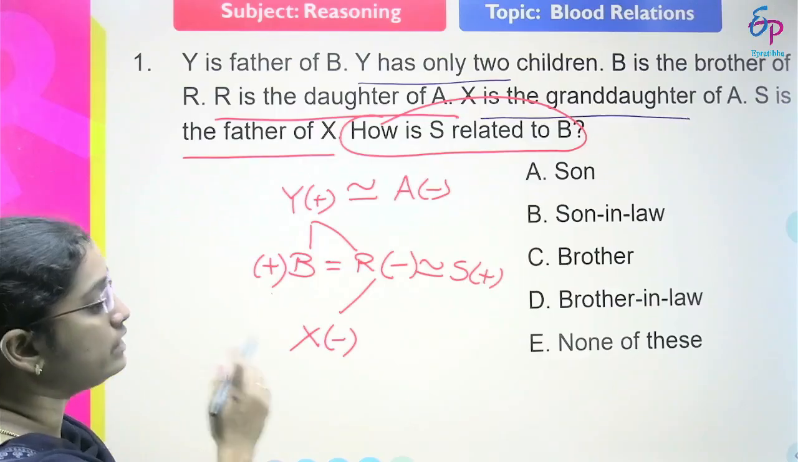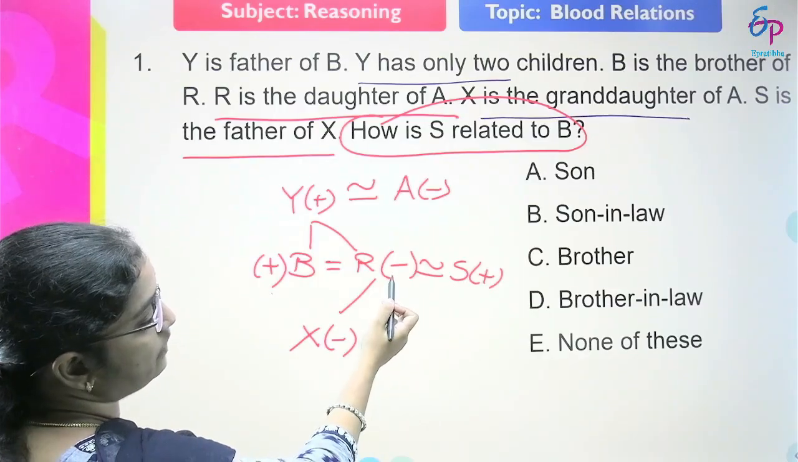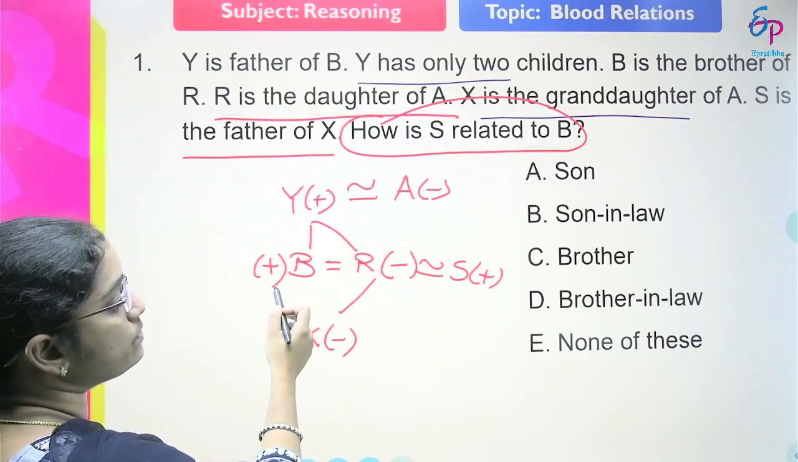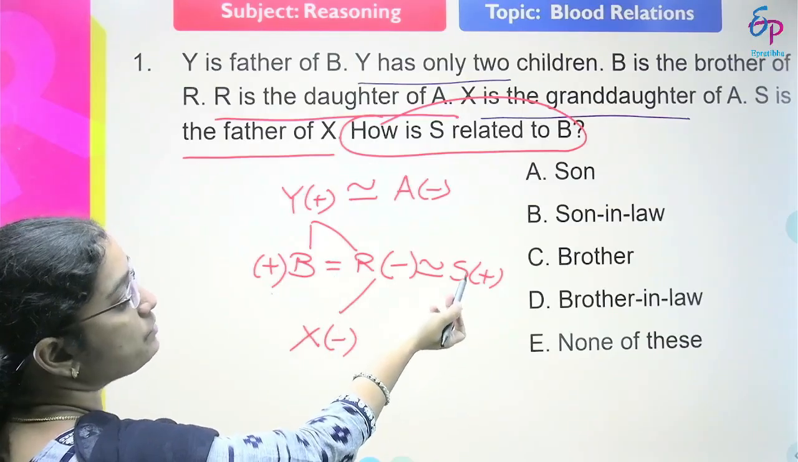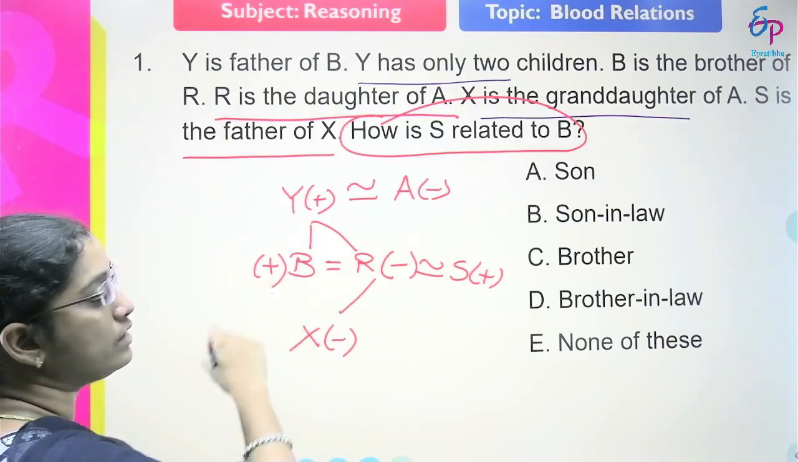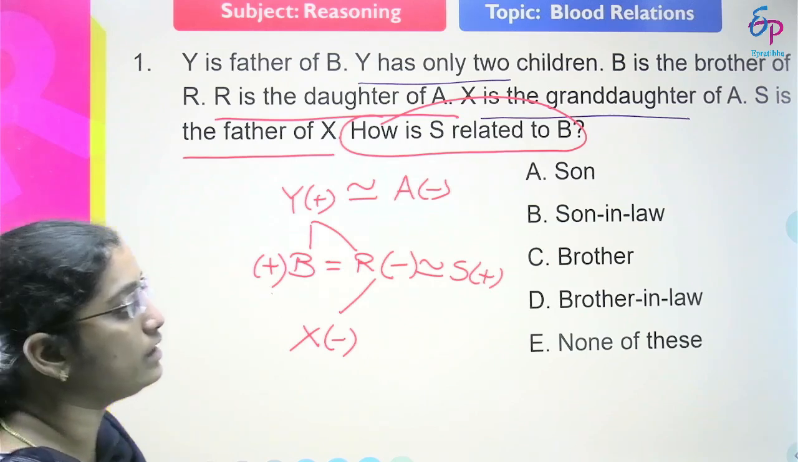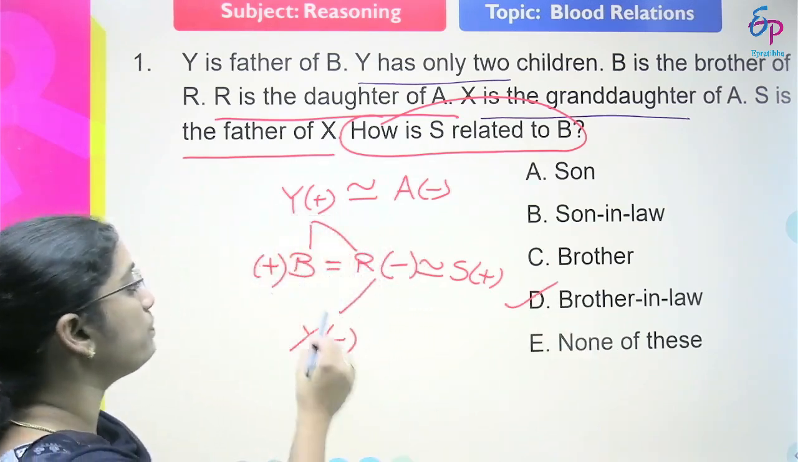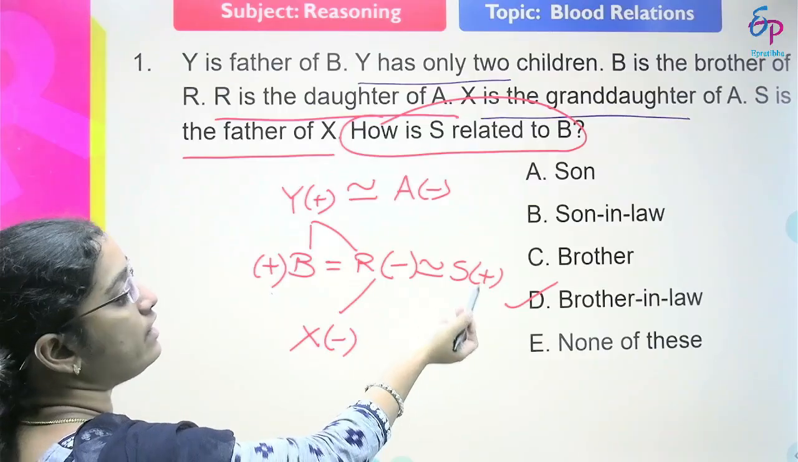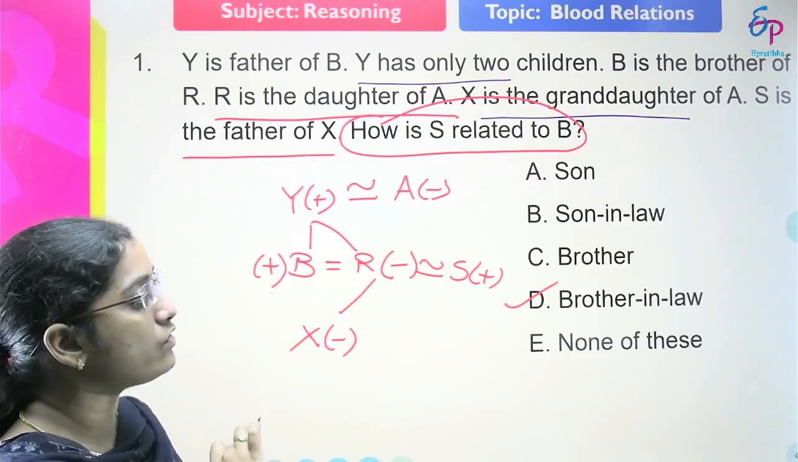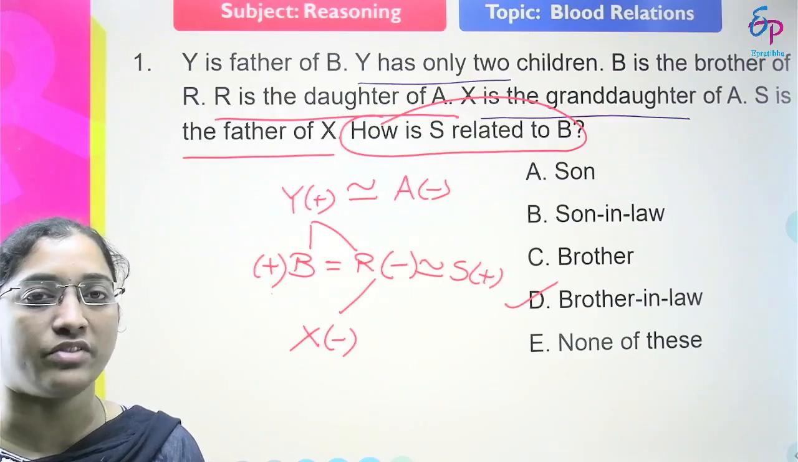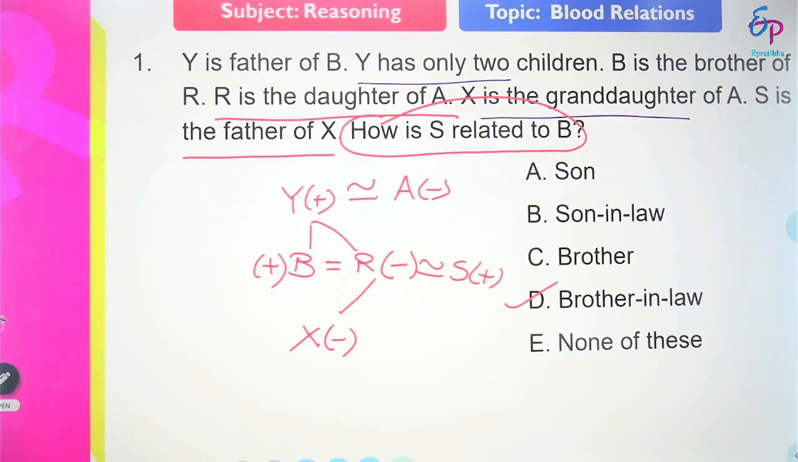Just observe here. S's wife is R, that means S's spouse's brother. Spouse's brother is a brother-in-law of S, and S is also brother-in-law of B. That means our answer is brother-in-law, friends. So B is brother-in-law of S and S is also the same, brother-in-law of B. So our answer is brother-in-law. In this way we need to solve these types of questions. Okay, then move to our next question.